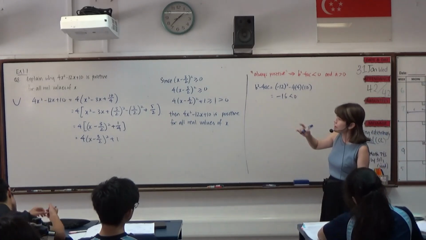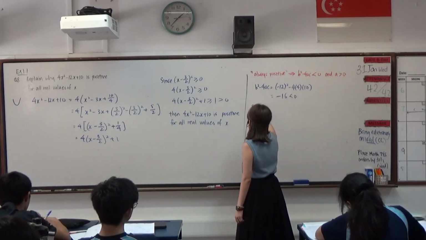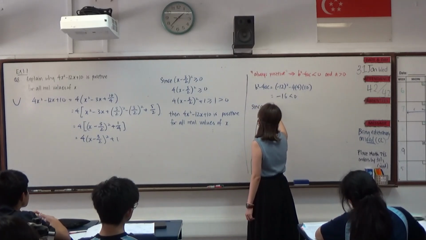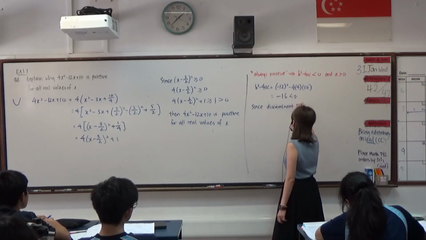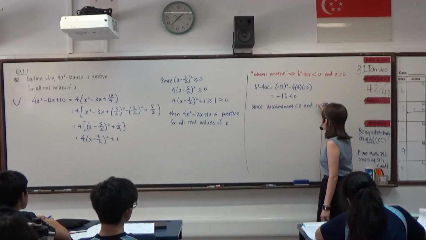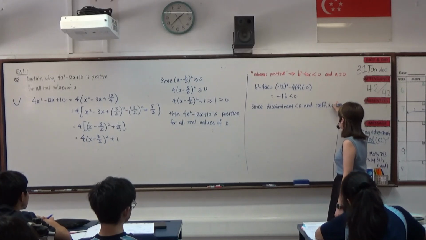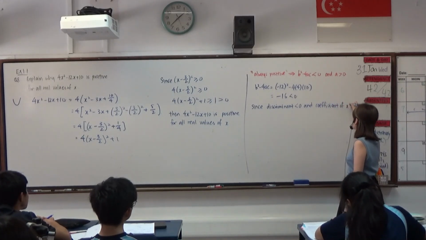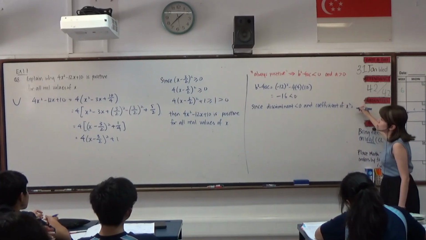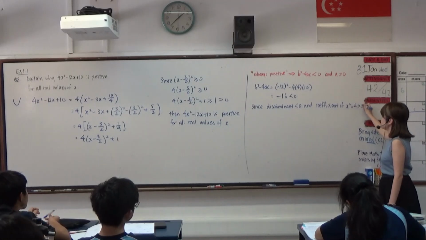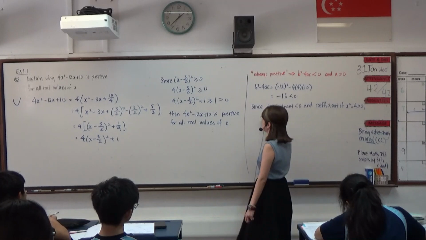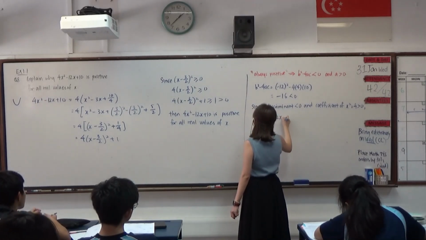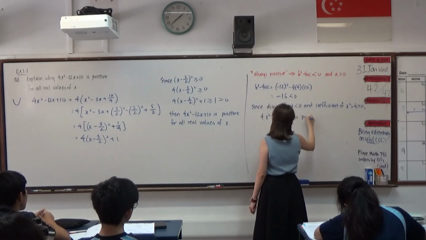And then our coefficient of x squared is positive, so we can say that since the discriminant is less than 0 and the coefficient of x squared equals 4, which is more than 0, these two conditions are satisfied. We can say that 4x squared minus 12x plus 10 is positive.